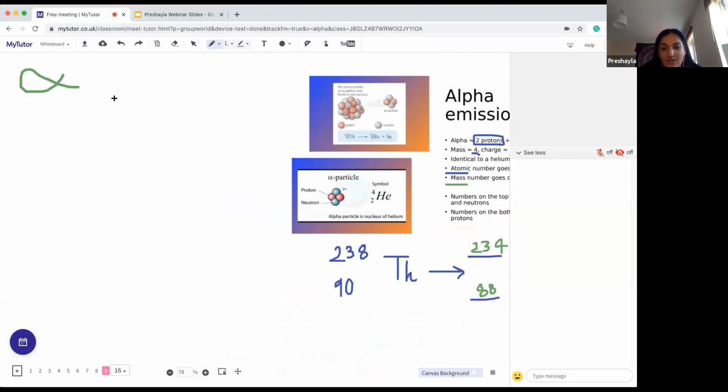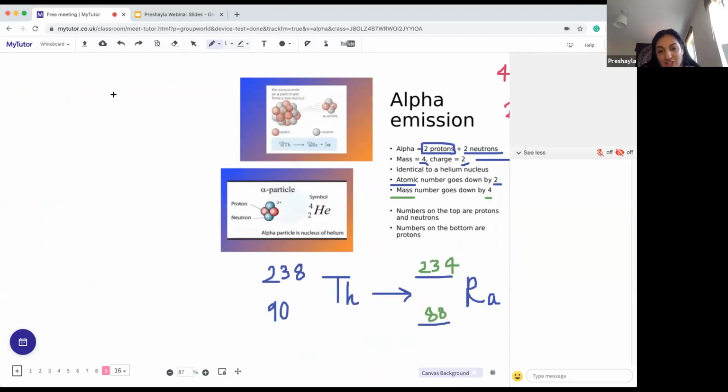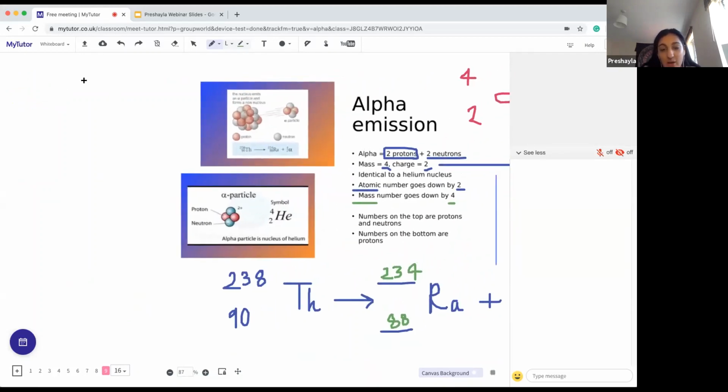How many electrons does alpha have? None. Alpha doesn't have any electrons. Alpha is only the nucleus of helium, not the electrons in helium, just the nucleus of helium. Okay, so it's only the protons and neutrons. Will we get less marks if we put helium? Absolutely not. You can have He or you can have alpha. It's completely up to you.